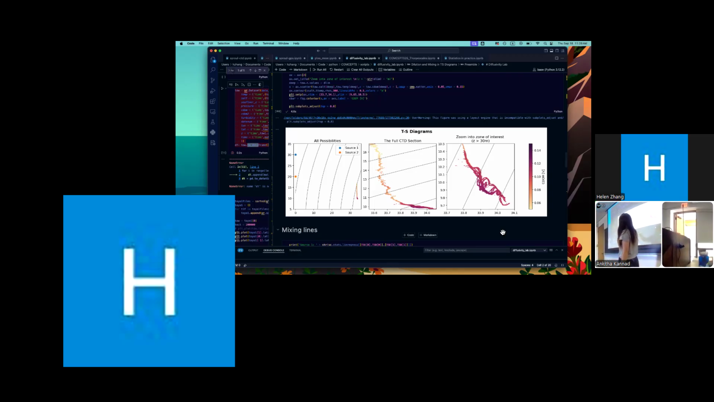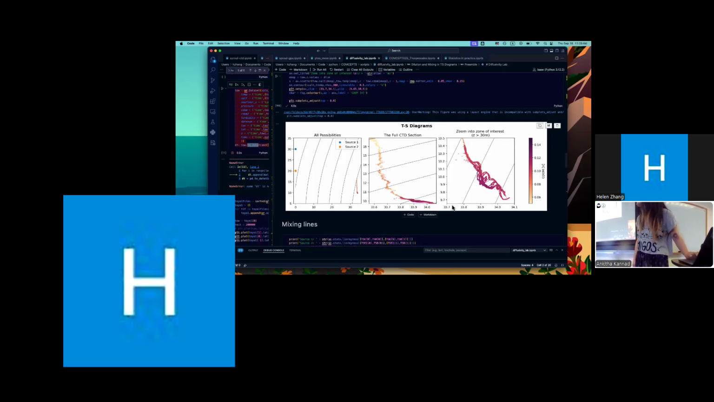I put down two possibilities just because I also don't know where we're starting. Now I zoom in to the plot that I was showing you earlier, and you can see all these wiggles. When you really zoom into the zone of interest, there's a lot of structure here. And as we were just saying, the structures in the TS diagram perhaps tell us something about mixing and properties thereof.